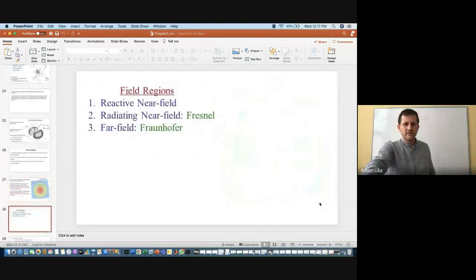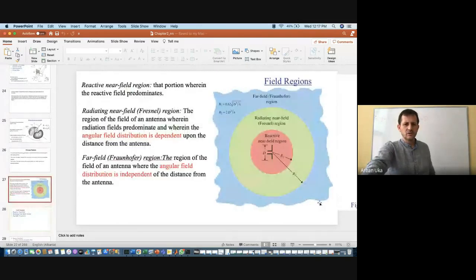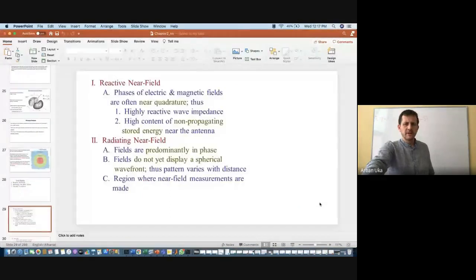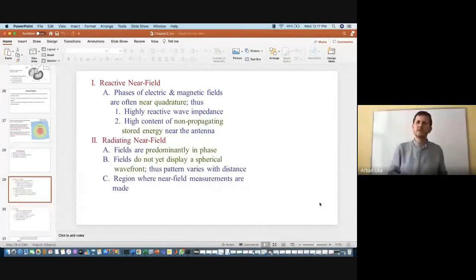And these far field regions, this would be the Fresnel and the Fraunhofer region, where the reactive near field, where the phases are near quadrature, so they are real highly reactive wave impedance. So the near field is actually like a zone which has a very high impedance. So this can even be considered as a circuit which has a specific delay. So it's really something like having an inductor connected to a source. But in the radiating near field, we don't have these issues.